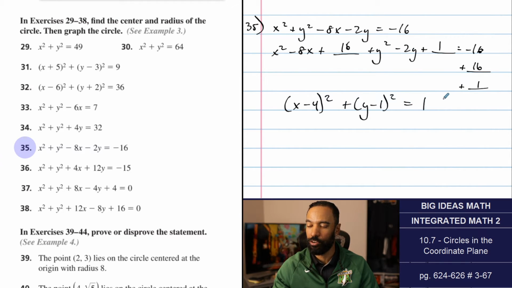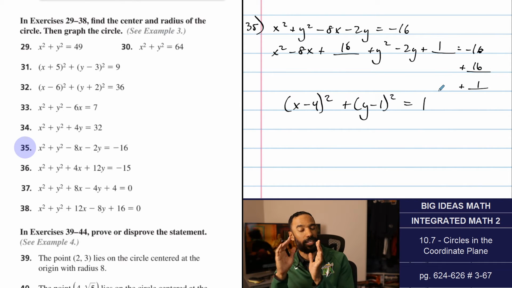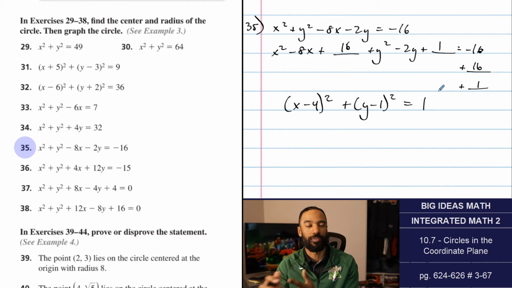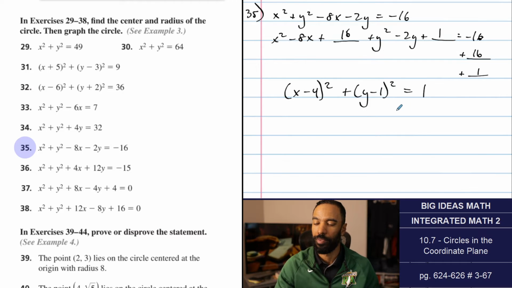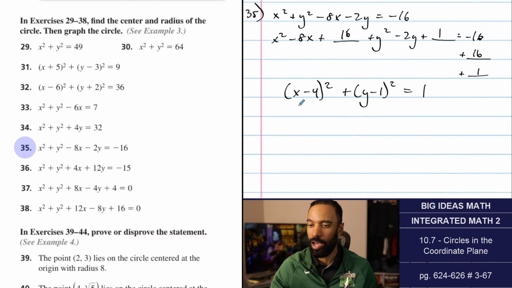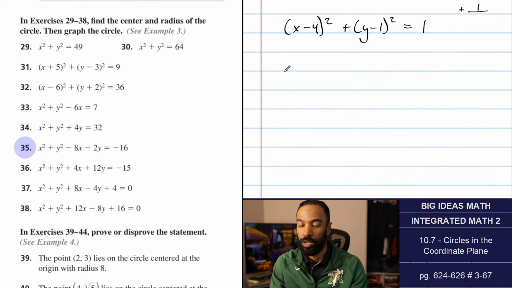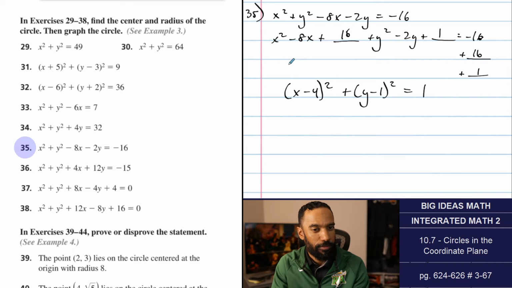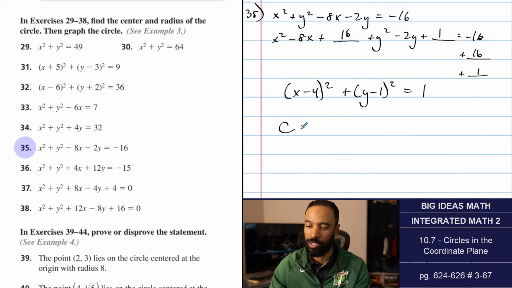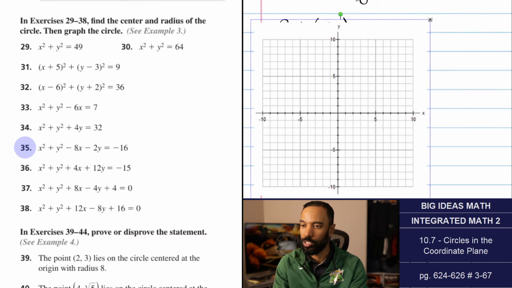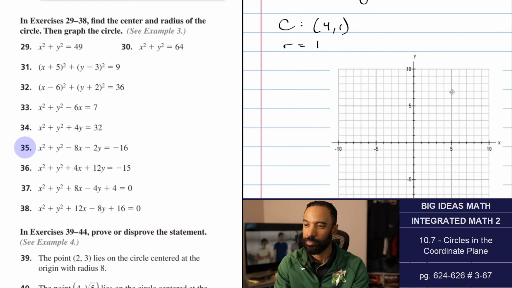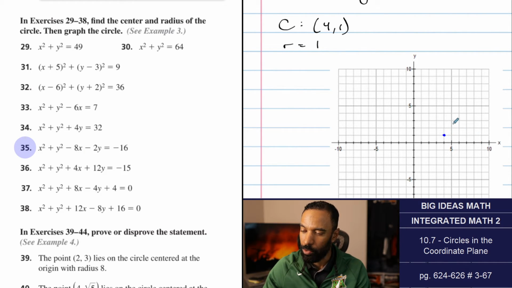So until we're in standard form, we don't truly know what something is in any sense until we've gotten it in that standard form. We're supposed to write the information, find the center and radius. So the center, I was going to say vertex. The center is at 4, 1. The radius is the square root of 1, which is 1. So let's go ahead and graph that. Center's at 4, 1. And the radius of 1.